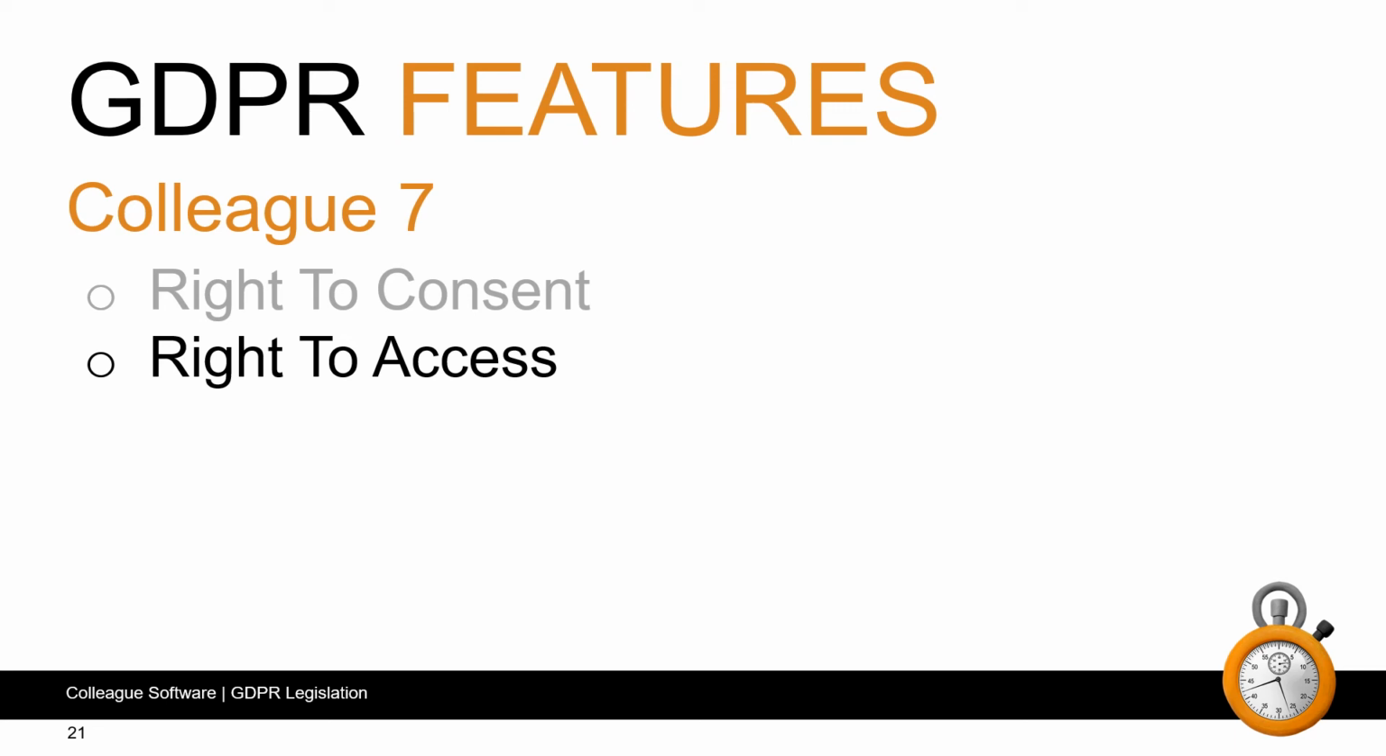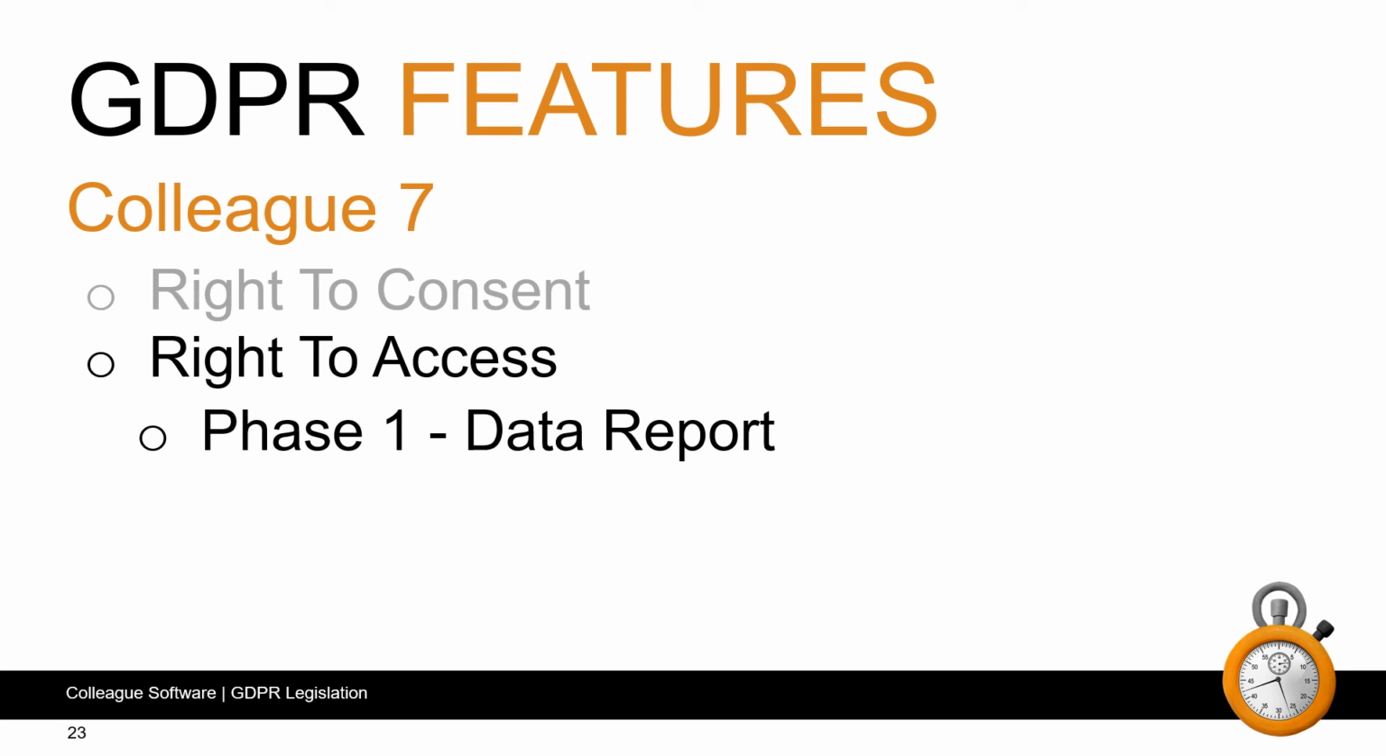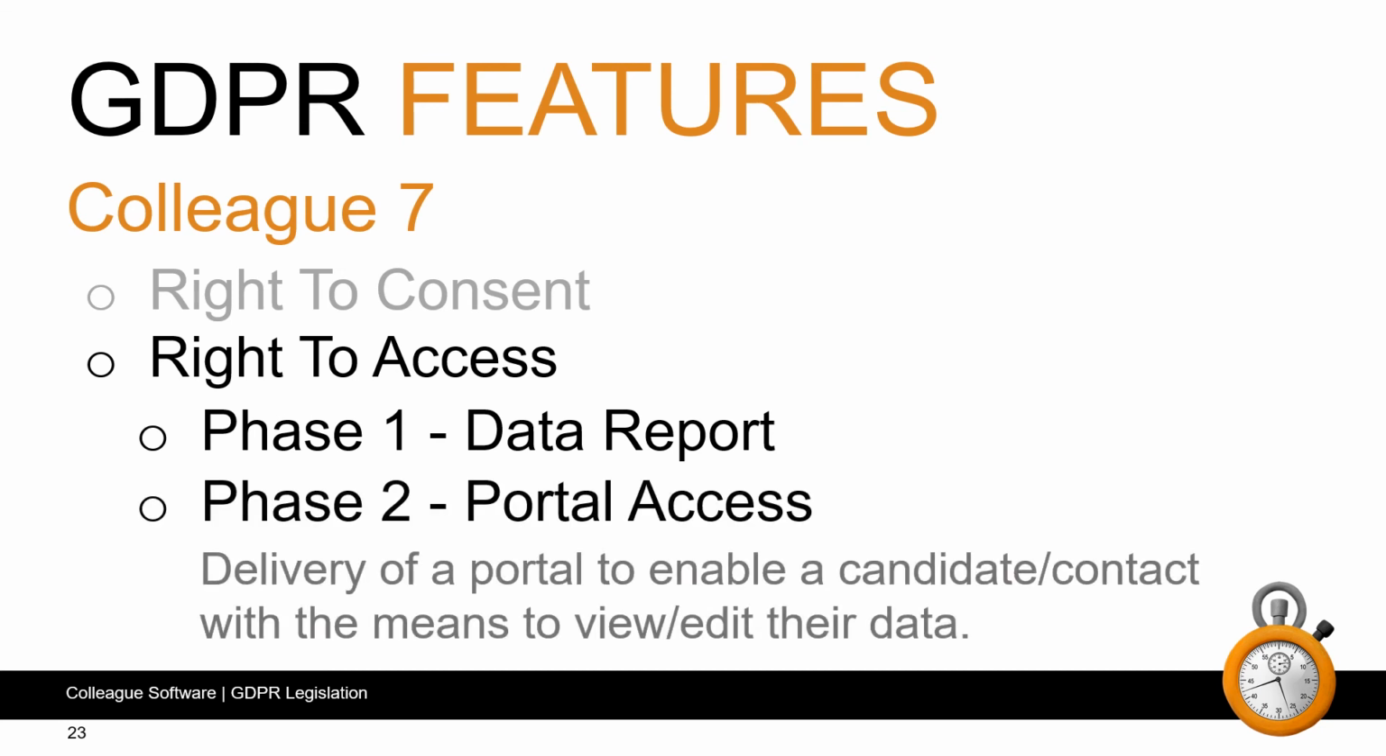Right to access will follow a two-stage approach. The first option will be the inclusion of the data report, as specified against Colleague version 6, with the option to download the output and send it to the individual requesting the data audit. Phase 2, which will be reviewed later in the year, will cover the option of a portal with login access to give a candidate or contact the right to directly access their data.